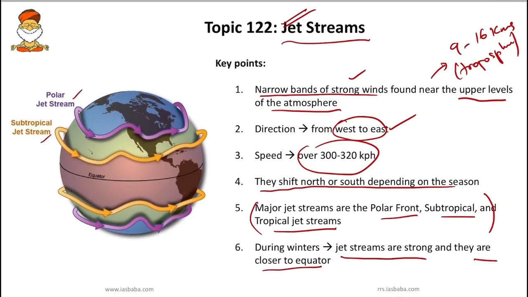So what are the facts you have to remember? First, they are narrow bands of strong winds found in the upper levels of the atmosphere, the troposphere, at 9 to 16 kilometers. They generally blow from west to east at around 300 to 320 kilometers per hour, and they shift north or south depending on the season. During winter, these wind currents are strongest and closer to the equator. This is what you have to remember.